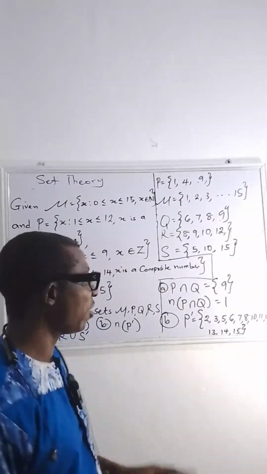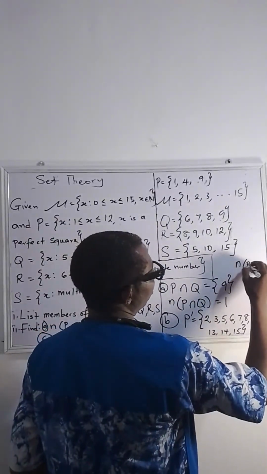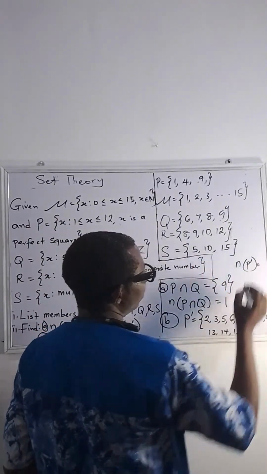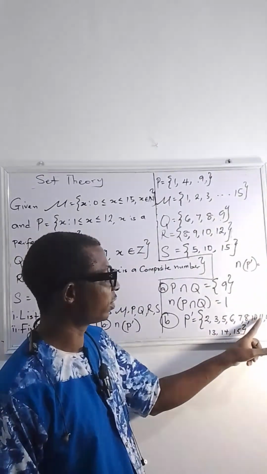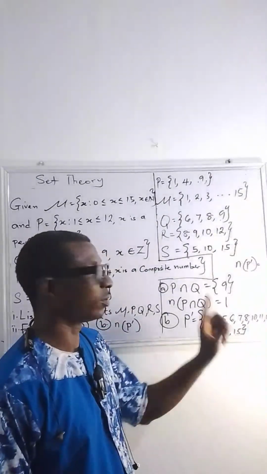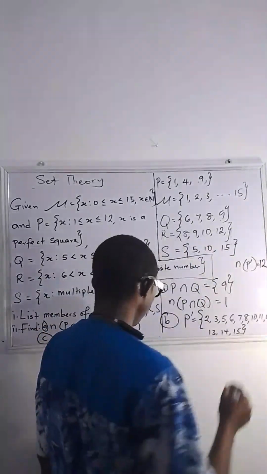So the number of elements in P complement: you count 1, 2, 3, 4, 5, 6, 7, 8, 9, 10, 11, 12. So the answer to that problem is 12.